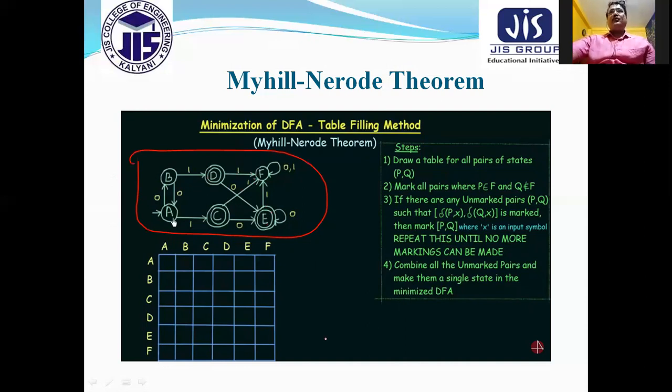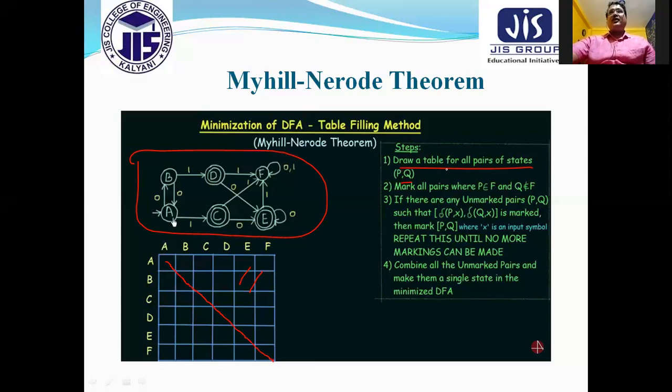When you go for the design using the Myhill-Nerode theorem, the first step is to follow the sequence of steps. It says: draw a table of all pairs of states P and Q. Here, how many states are there? A, B, C, D, E, F. We have to draw rows for them, and similarly columns. But as you know, pairing A with A is meaningless. So we have to cross out the upper part of the table, the combinations like A-A, B-B, C-C, D-D, E-E, F-F. This way we have to cross them.